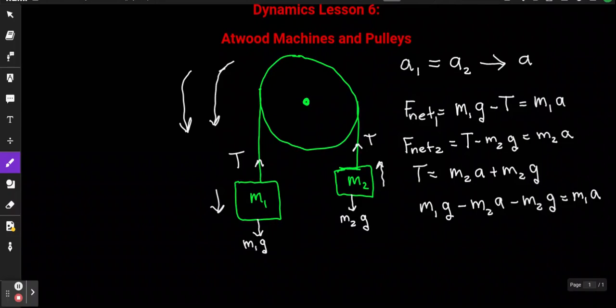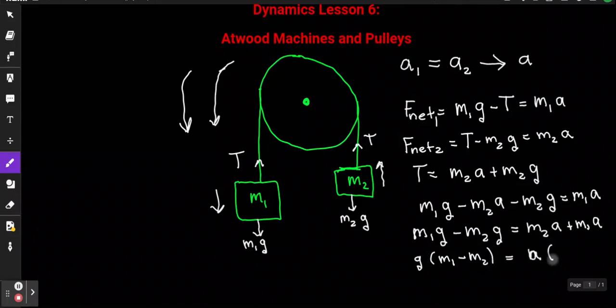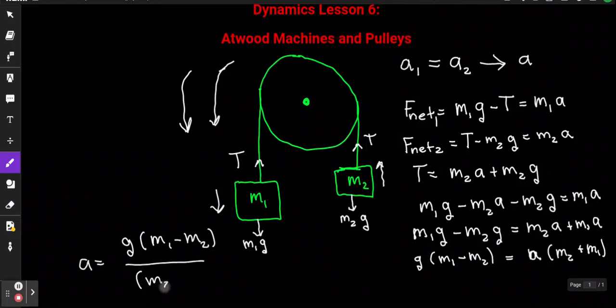So I'm going to put all the variables with a onto one side so that my equation looks like m1g minus m2g equals m2a plus m1a. Factoring out my acceleration and my g, I will have g times (m1 minus m2) equals a times (m2 plus m1). Now, in order to solve for acceleration, I just divide both sides by (m2 plus m1), such that my acceleration is equal to g times (m1 minus m2) divided by (m2 plus m1).